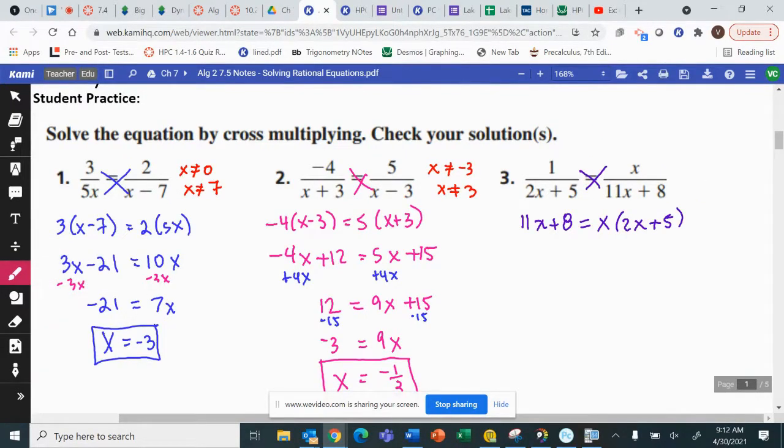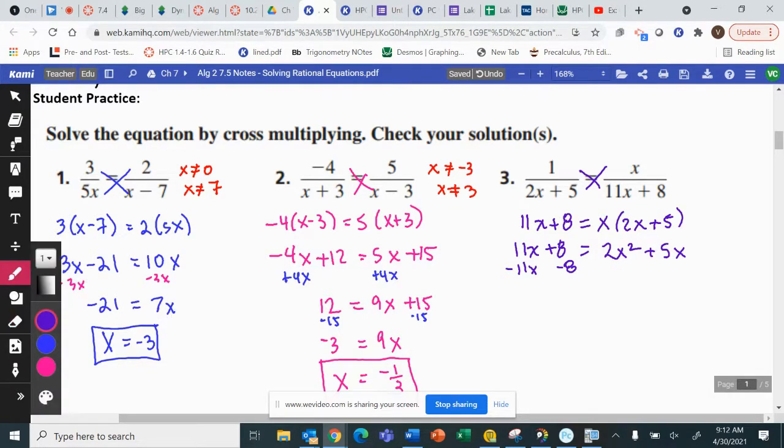All right, so number 3, I cross multiplied. Then I'm going to distribute the x. And now I need to isolate x, but x has an x squared and an x. So when we have a situation like this, like the majority of the solving that we've done this year, we need to make it say equals 0. So I'm going to take away 11x and I'm going to take away 8 so that my 2x squared stays positive.